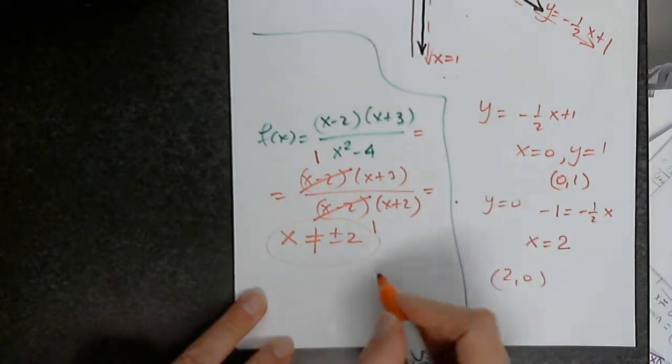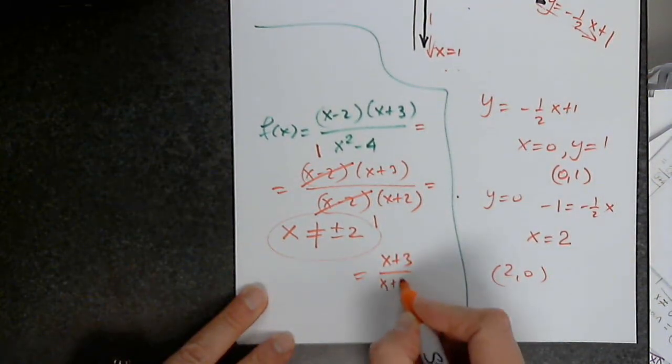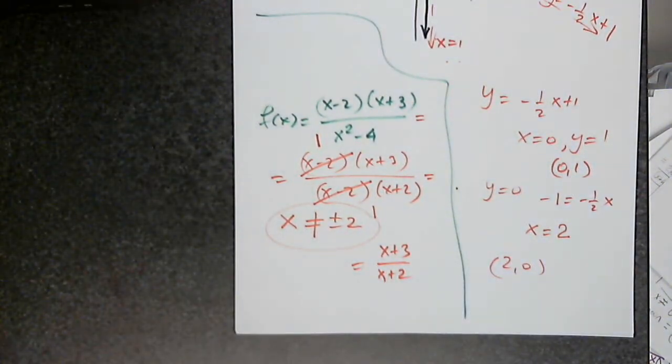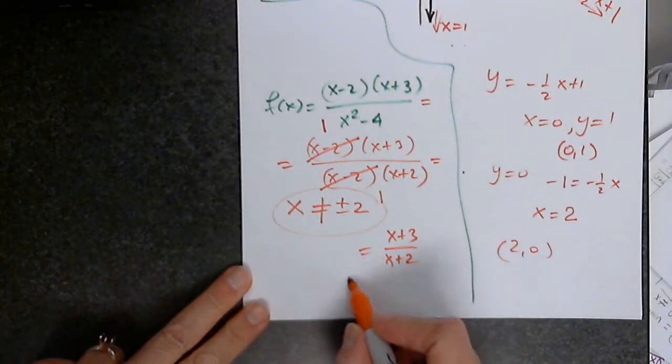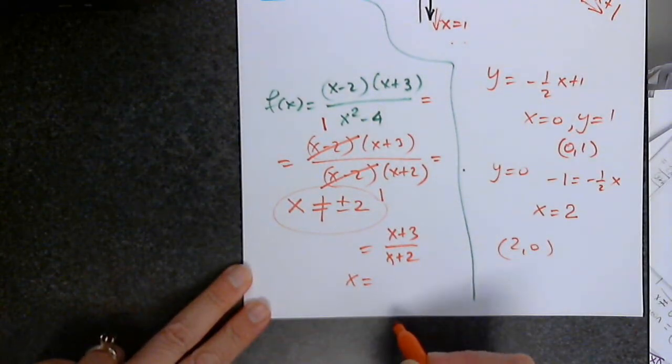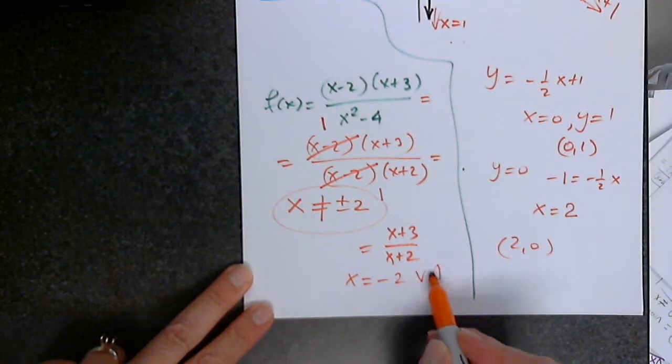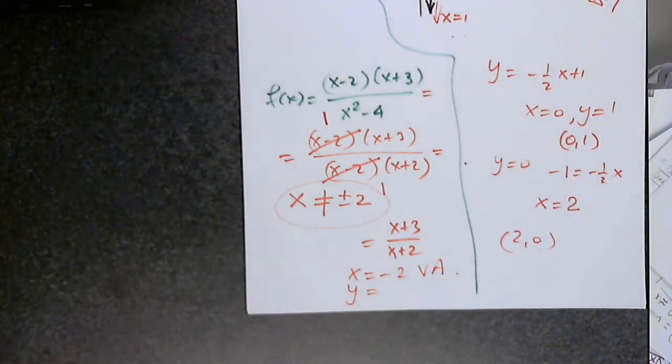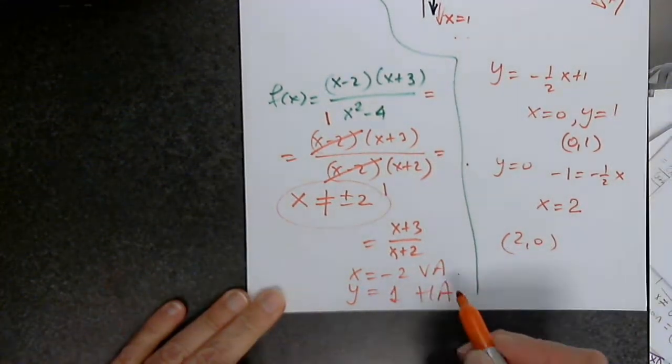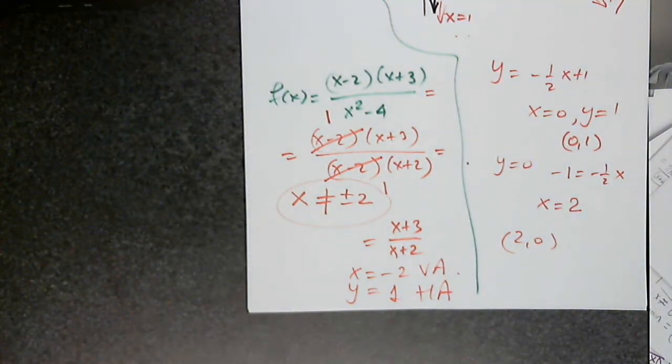So then this simplified form is this. And the only vertical asymptote will be x equals -2. What about the horizontal asymptote? The horizontal asymptote will be the leading coefficient over the leading coefficient, since it's the same degree, so it's 1. Horizontal asymptote y equals 1. So let's graph it and then we'll stop.